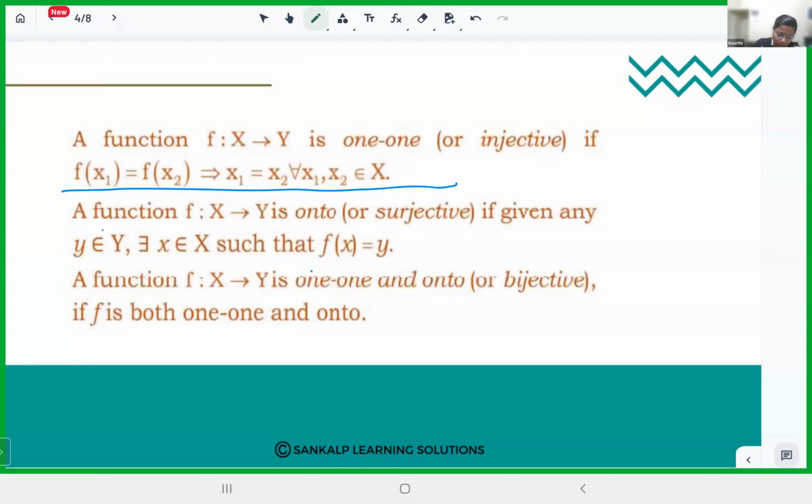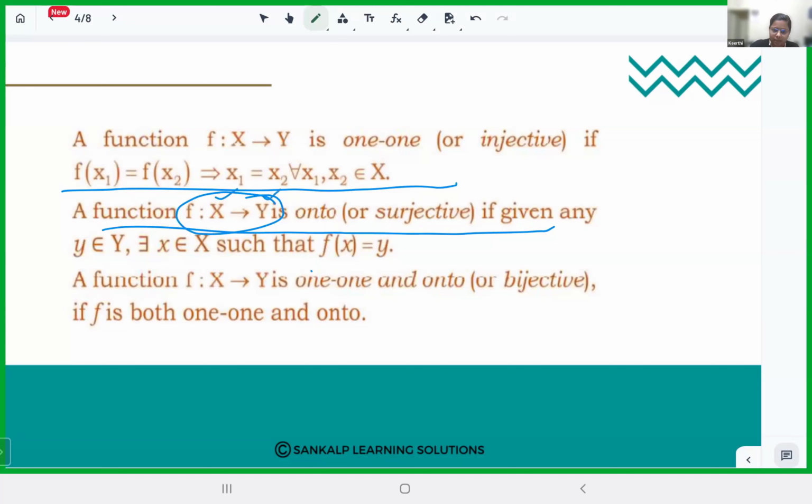So what do you know about an onto function? An onto function is otherwise known as a surjective function, right? So what do you mean by a surjective function? In a surjective function, if a function is defined from X to Y, then all the elements in Y should have a pre-image in X. So what do you call this X and Y?